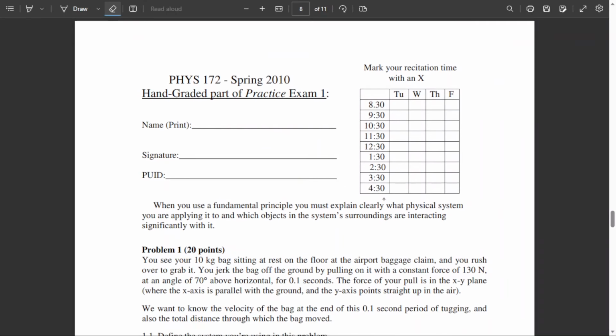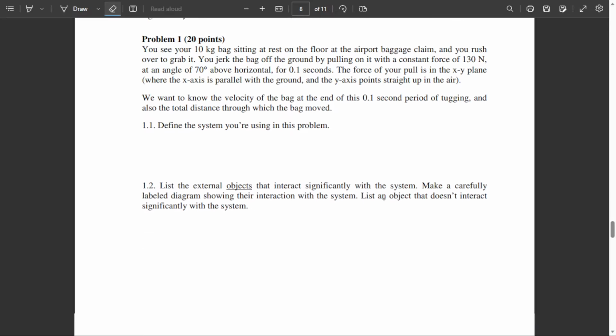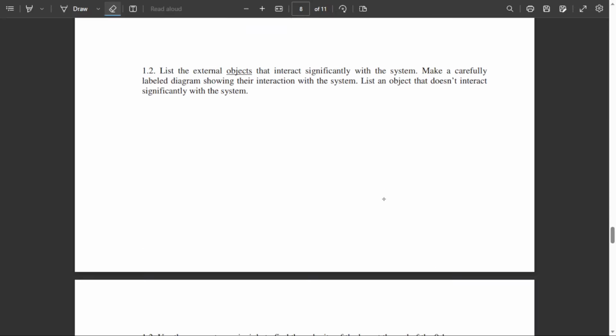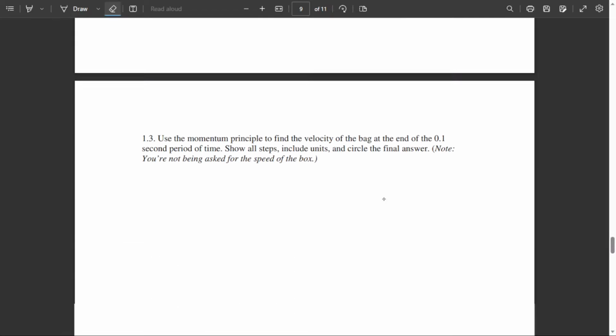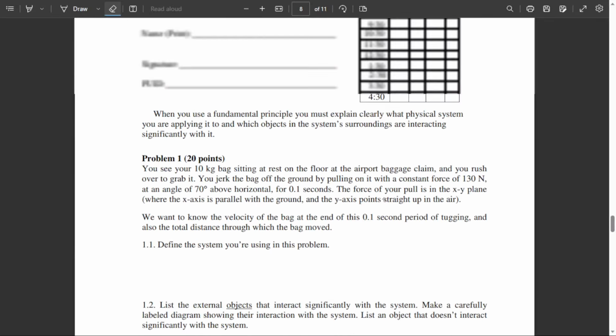And that's the entire exam, besides the handwritten part. I think I should do the handwritten part. Yeah, let's do it. Let's do the handwritten part.